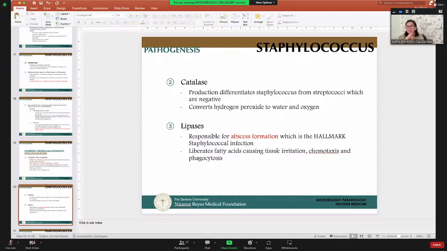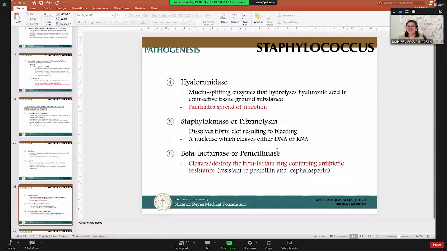The pyogenic skin infection, that's the hallmark infection. It liberates fatty acid, causing irritation. The hyaluronidase enzyme is primarily responsible for the spreading of the infection. This is a mucin-splitting enzyme that hydrolyzes hyaluronic acid in connective tissue and ground substance. You have staphylokinase, or fibrinolysin, which also dissolves fibrin clots, resulting in bleeding.